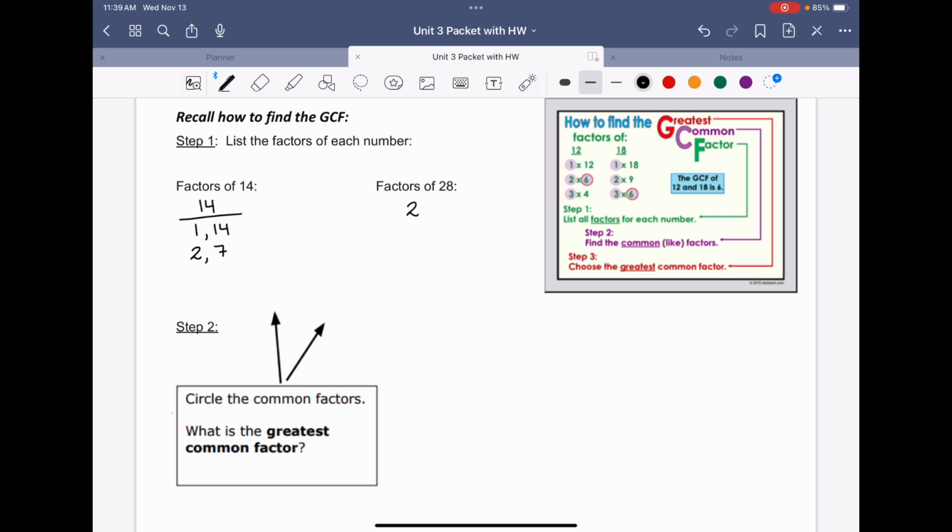Let's find the factors of 28. So 28, I'm going to start with 1. 1 times 28 is 28. 2 times 14 is 28.